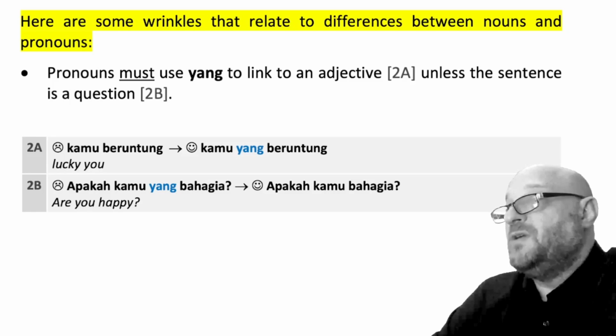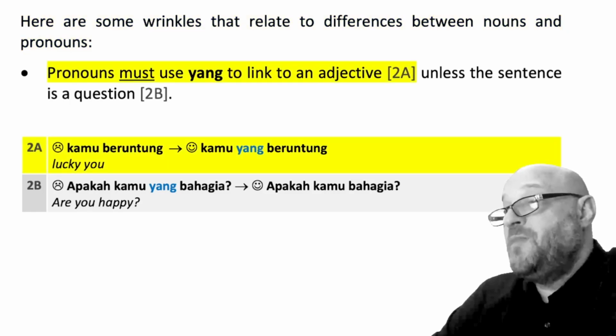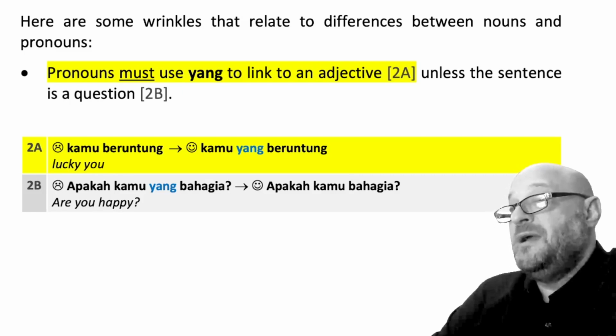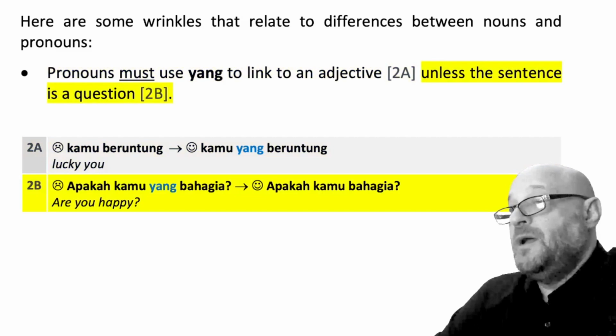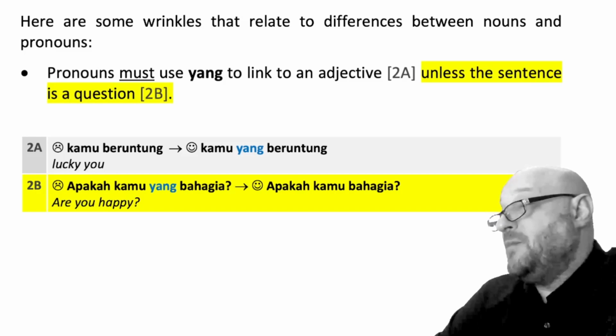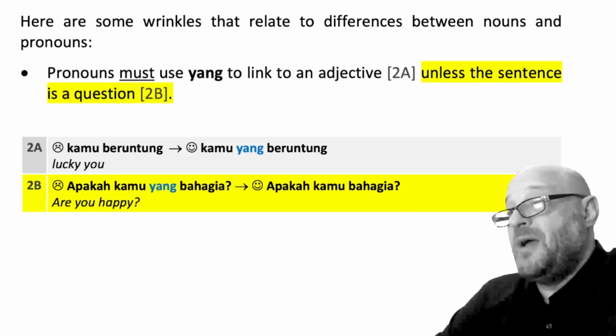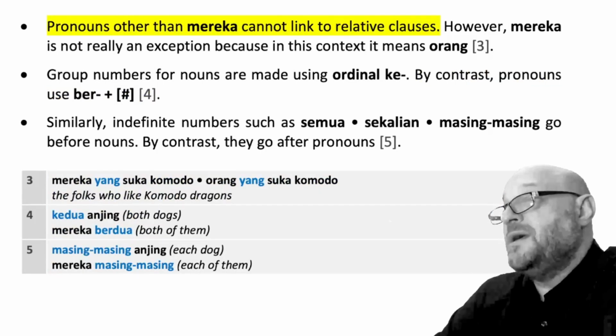Here are some wrinkles that relate to differences between nouns and pronouns. Pronouns must use yang to link to an adjective. Example 2a, kamu beruntung is awkward and can be reworked as kamu yang beruntung, lucky you. Unless the sentence is a question. 2b, apakah kamu yang bahagia? Not so good. Apakah kamu bahagia? Good. Are you happy?